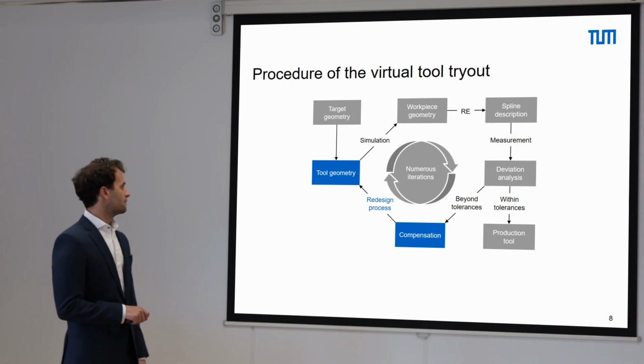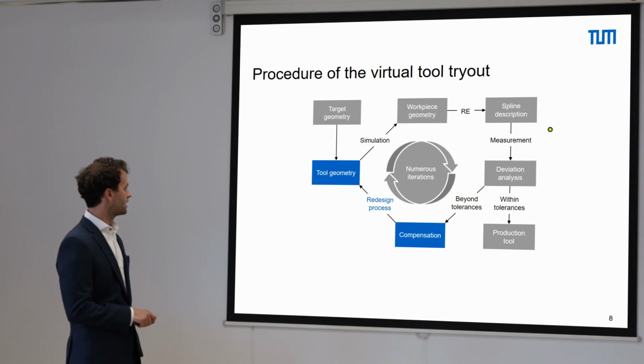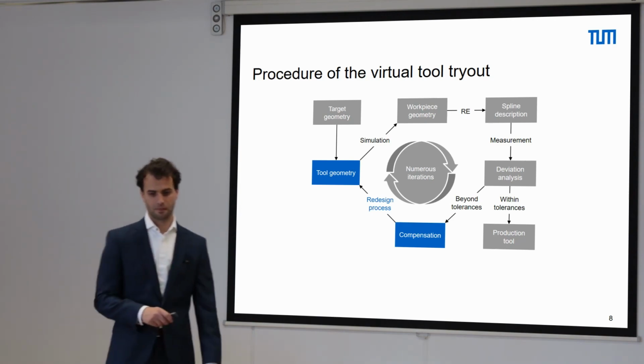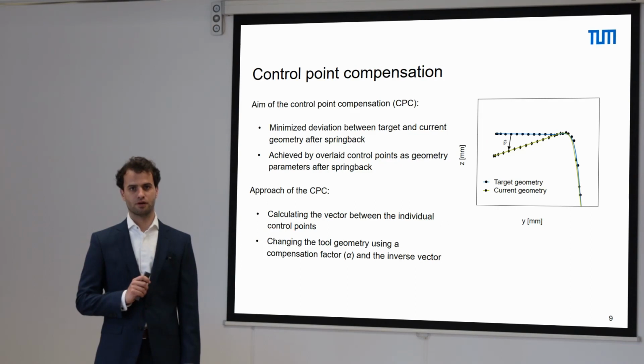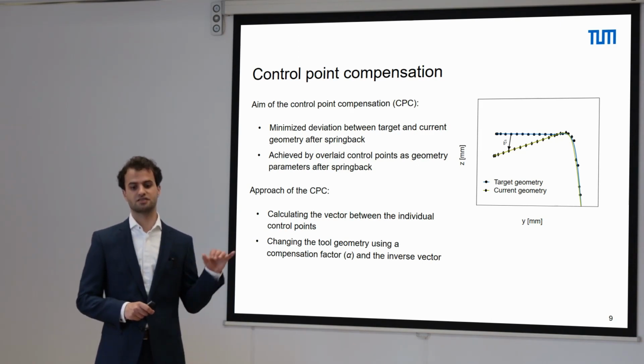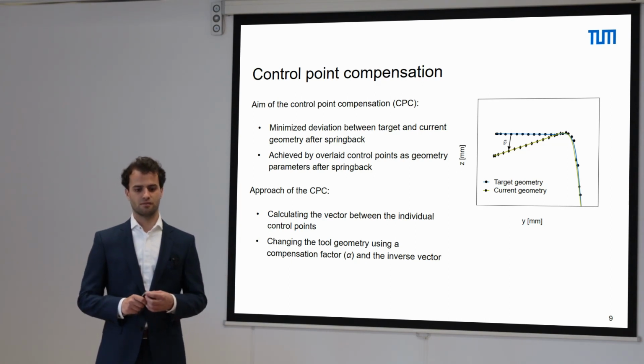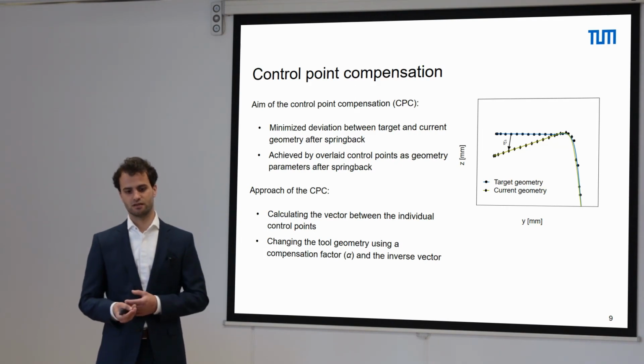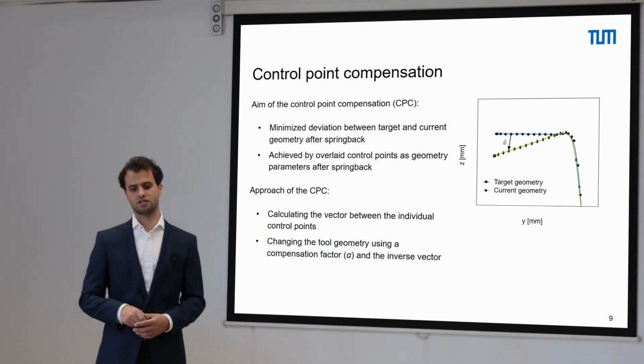Now we have a deviation analysis as you have seen before, and we need to compensate and generate a new tool geometry. And therefore I proposed a new method called the control point compensation, which is using just the control points as geometry parameters. And the aim of it was to minimize the deviation between the target and the current geometry after springback.